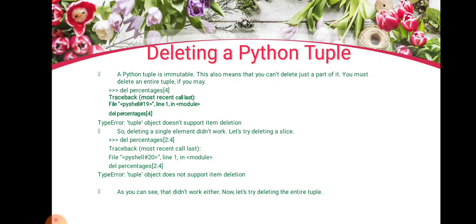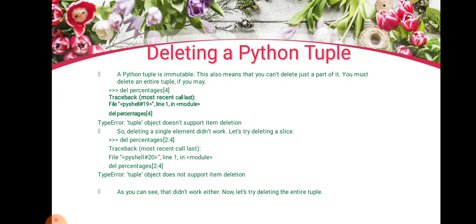Let's try deleting a slice. So del percentages[2:4]. Let me try using the slicing operator to see how it works. So del percentages[2:4] also causes an error, a TypeError. Okay, so if you want to delete a tuple, you have to write del percentages, and like that the entire percentages tuple, its elements, will be deleted.